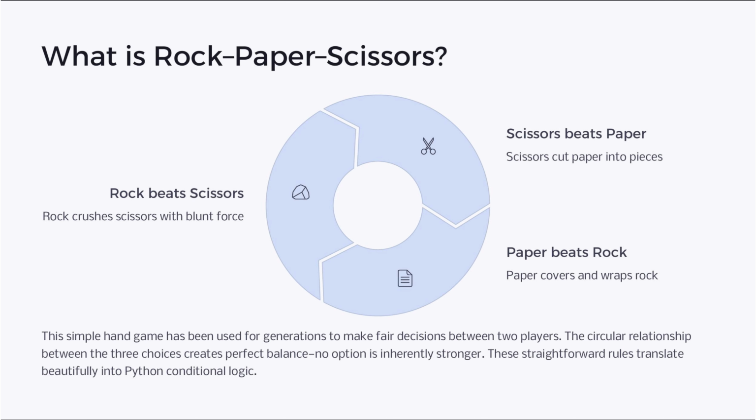Rock, Paper, Scissors is a classic decision-making game with a circular relationship among choices. Rock crushes scissors, scissors cut paper, and paper covers rock. This balance ensures no option is inherently stronger, making it ideal for illustrating Python's conditional logic. Each choice's interaction is straightforward, yet strategically engaging.